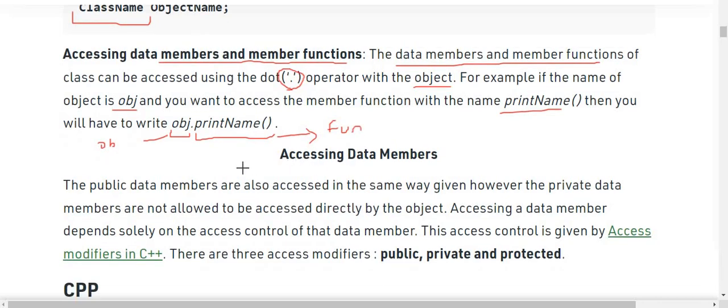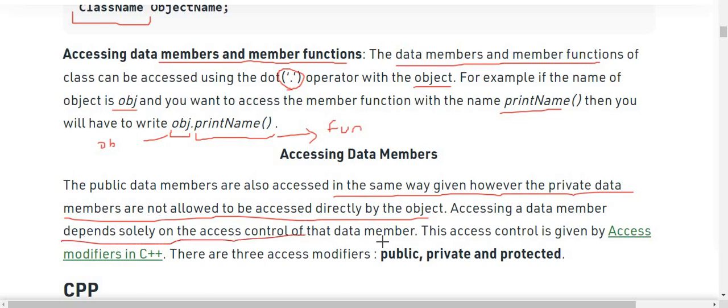Next, accessing data members. A public data member is also accessed in the same way. However, private data members are not allowed to be accessed directly through an object. Accessing a data member depends solely on the access control of the data member. The access control is given by access modifiers in C++, which can be either public access, private access, or protected access.